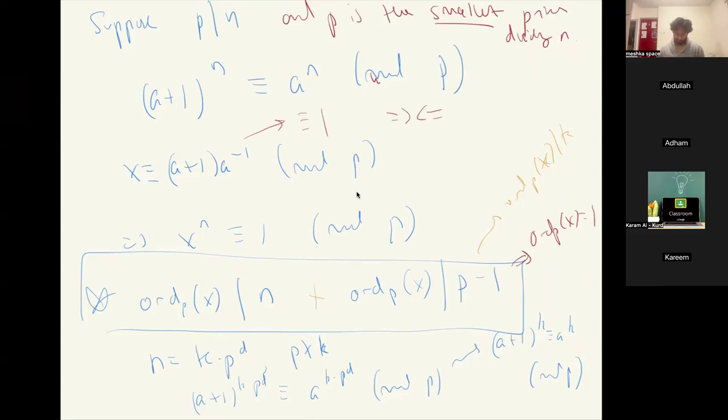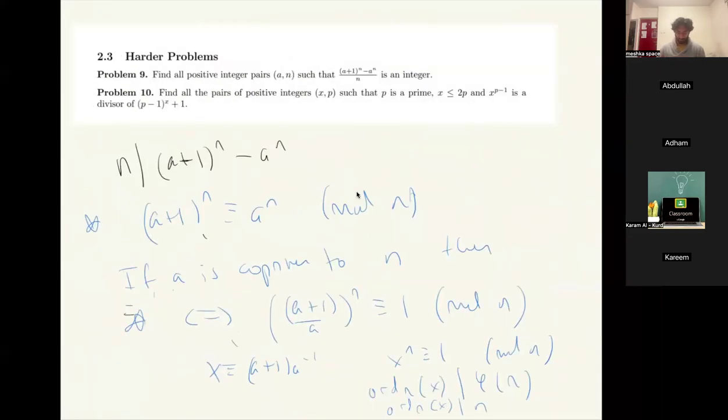So we get a contradiction. It means that n cannot have any prime factors at all. So n is 1. Does that make sense? Yes. So the only solution is when n equals 1, and of course 1 is an integer, right? So the only solution is n equals 1.